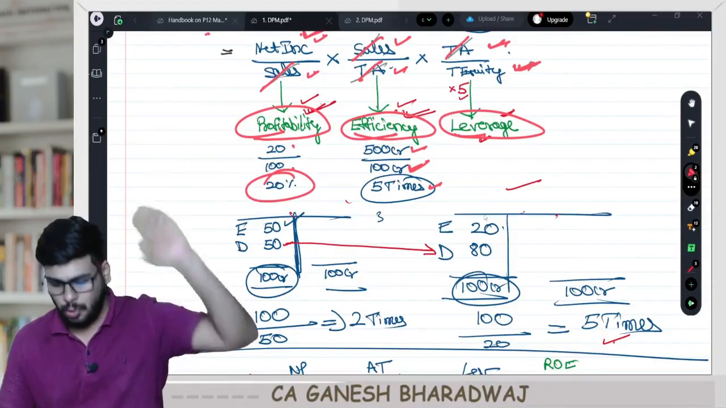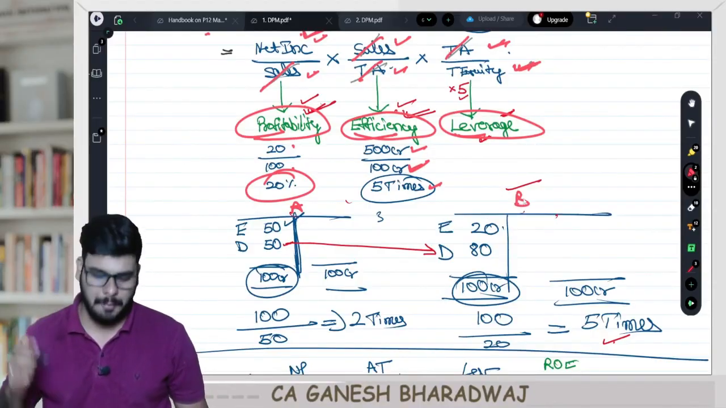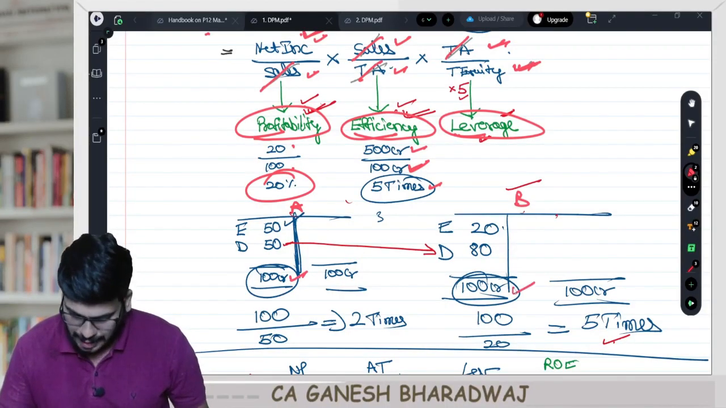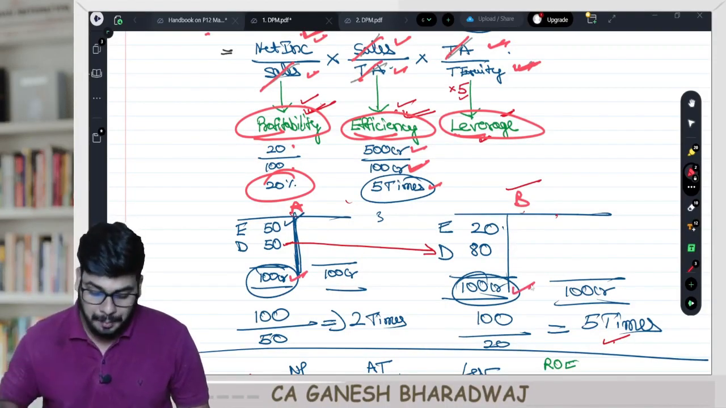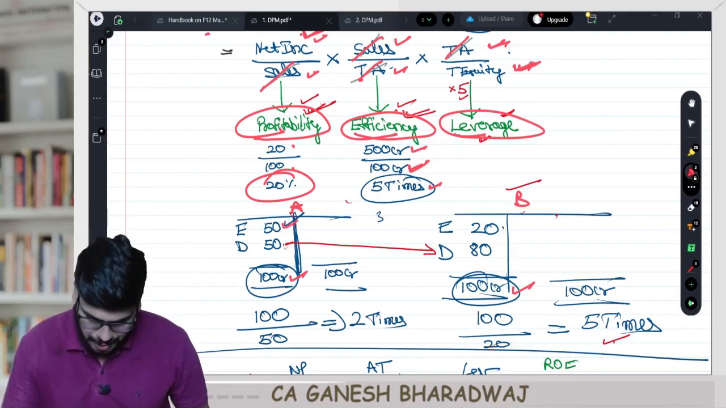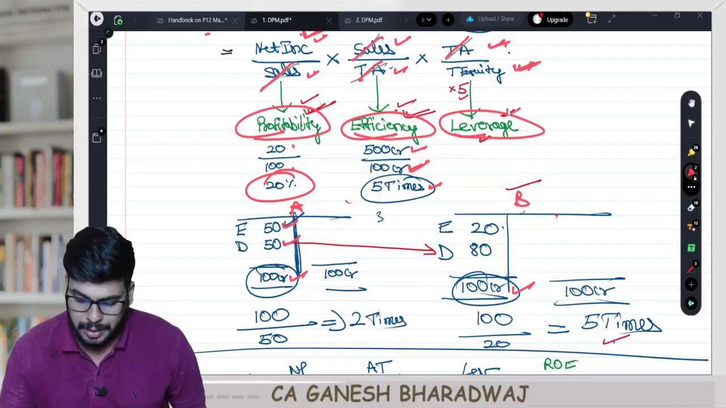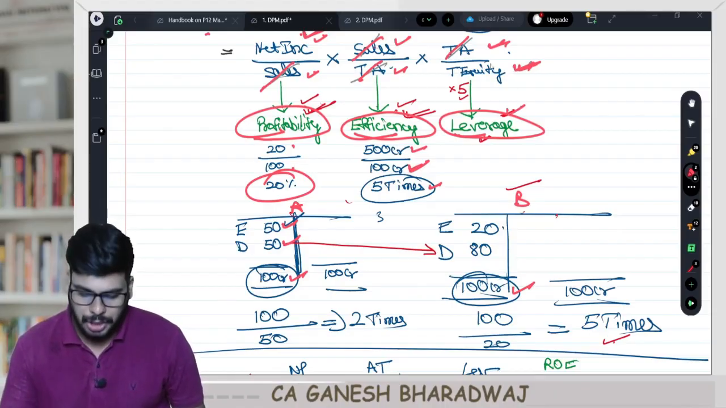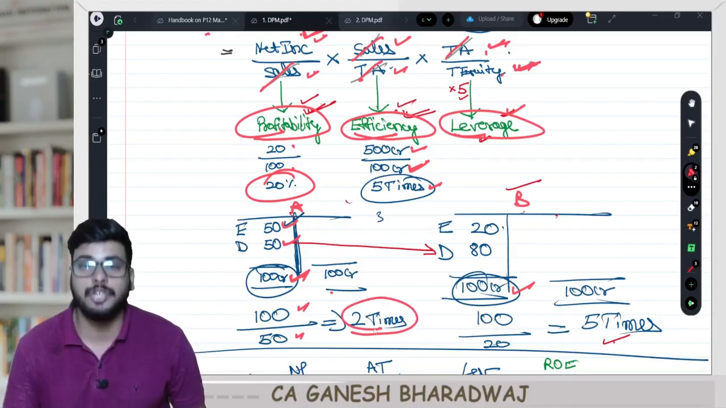Let us say there are two companies, company A and company B. Both companies have raised a total capital of 100 crore. There is only one difference. Company A raised 50 rupees from equity, 50 rupees from debt. Clear with this? Now, if I were to compute this leverage for company A, it is going to be total assets divided by equity. How much is total assets? 100 crore. How much is equity? 50 crore. So here the leverage is 2 times.